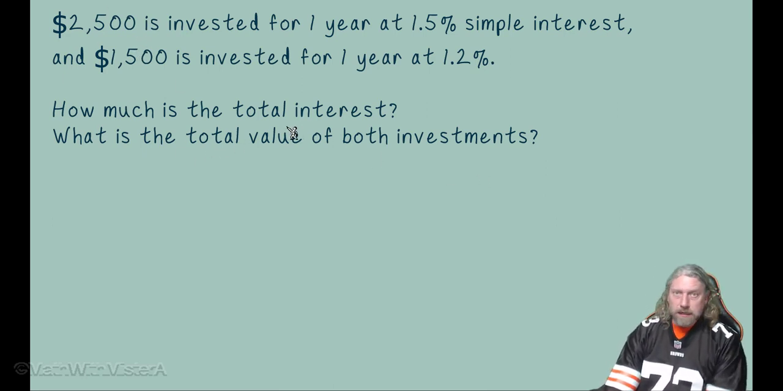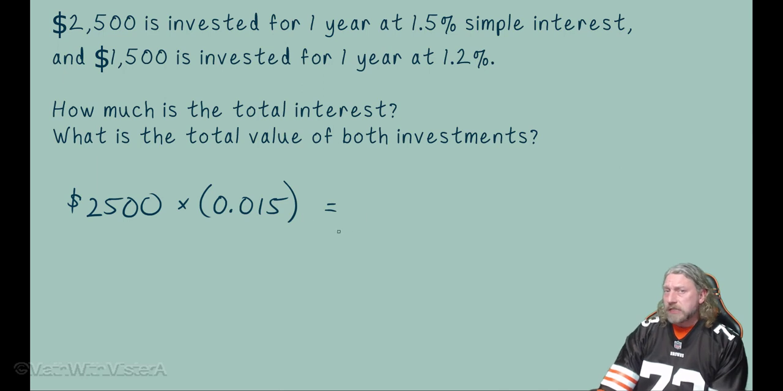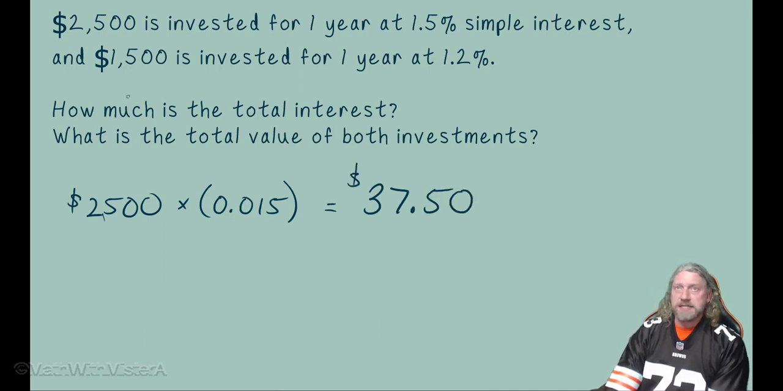So we've got an idea, a ballpark estimate of where we're going to end up, a little bit above 4,000. But let's apply these ideas that we've been using over the last few problems, but one investment at a time. So our first investment, $2,500 at 1.5%. So that percent as a decimal would be 0.015, and multiplying that to the 2,500 equals 37.5, which means $37.50.